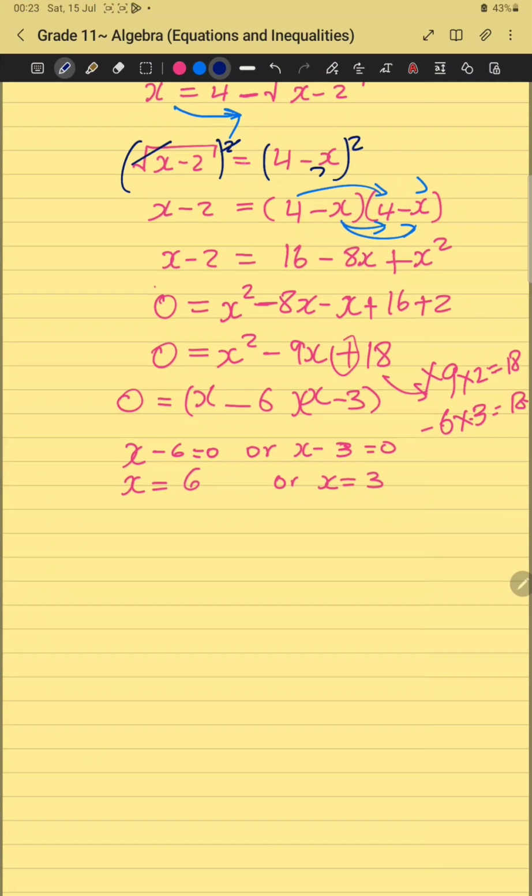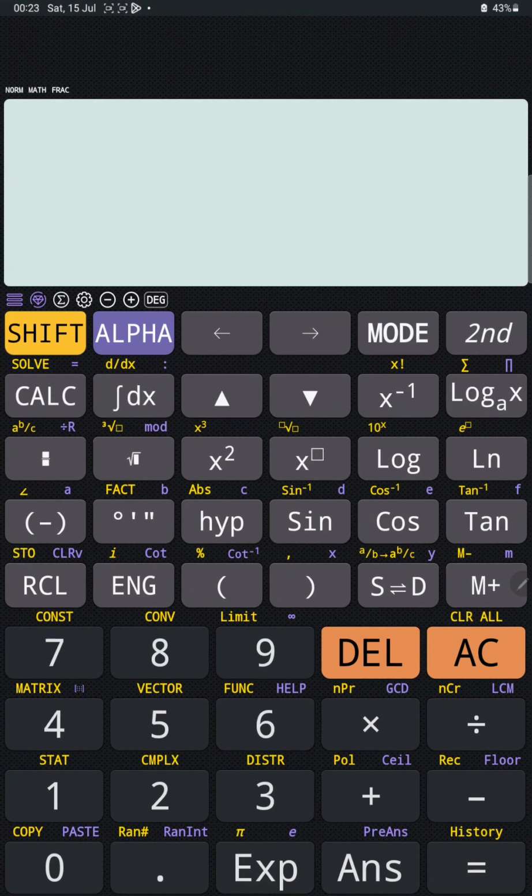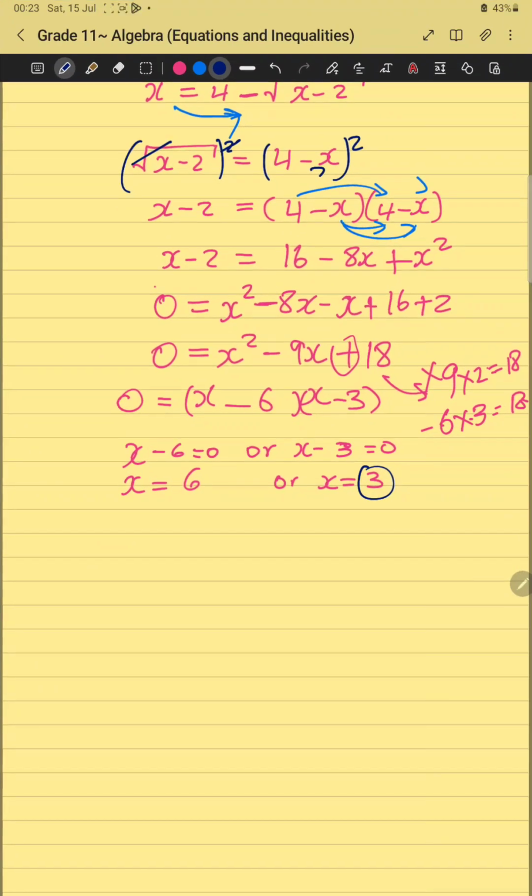So I said x minus 2 and 4 minus x. So let's just type 3 now. So under the brackets we've got 3 minus 2, which is 1, and on that side we've got 4 minus 3, which is also 1. So that means 3 is correct. So that means 6, we reject you.